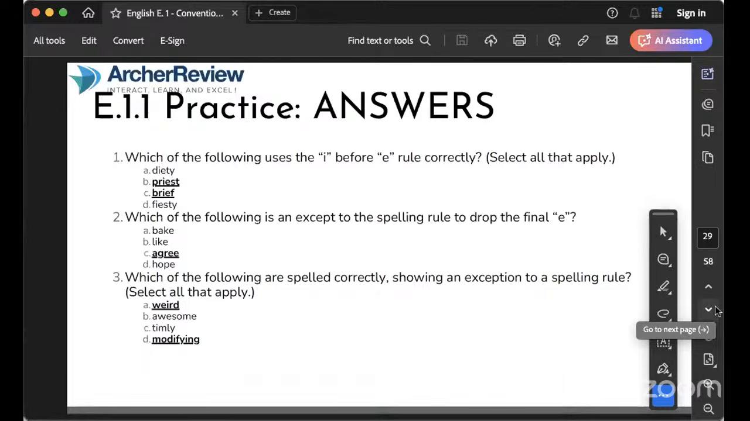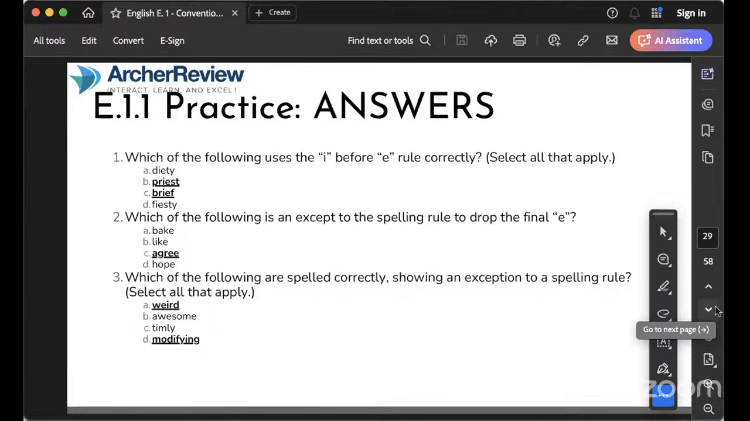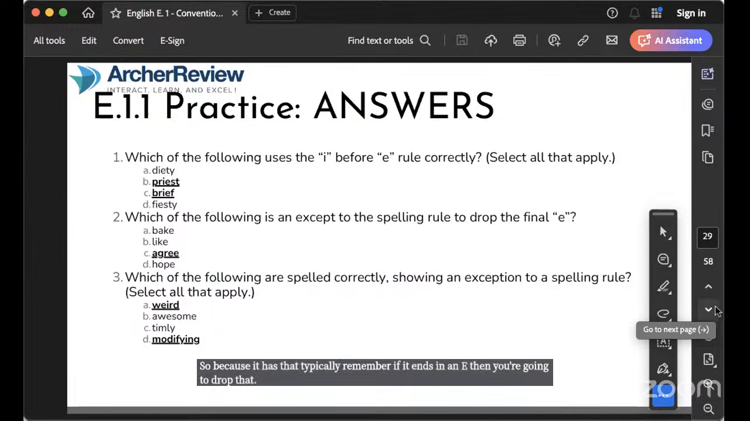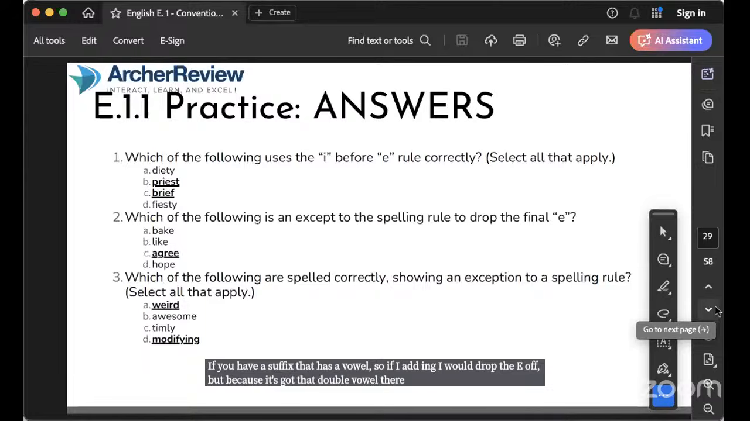Agree. That's one of those I told you was that weird exception because it's got that double vowel in front of it. Hope, same thing. I'm going to drop that off when I add the ing to it because it's got that P in front. So typically, remember, if it ends in an E, then you're going to drop that if you have a suffix that has a vowel. So if I add ing, I would drop the E off, but because it's got that double vowel there, I don't drop it off.